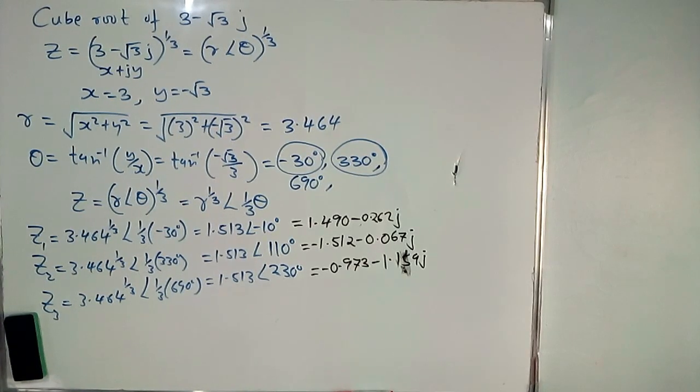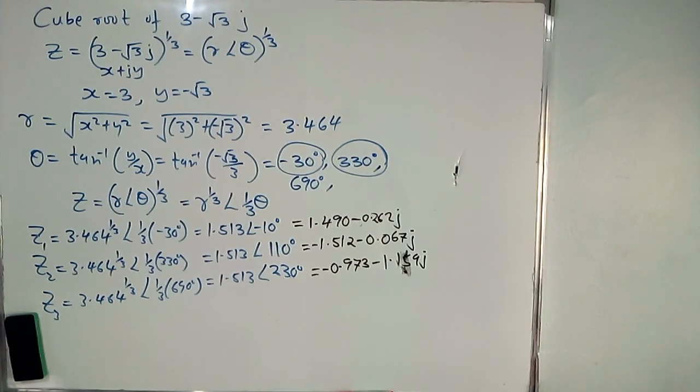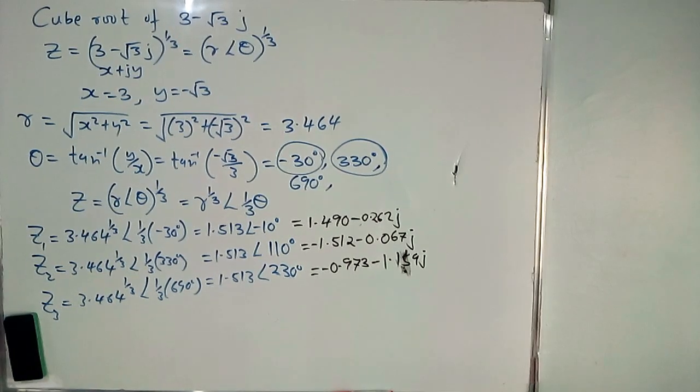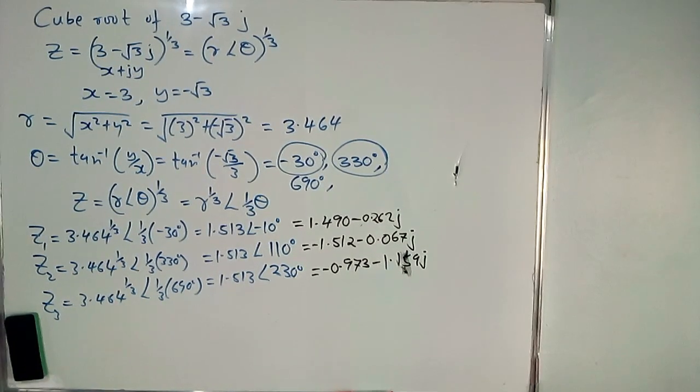Simplify the expression cos 5 theta plus j sin 5 theta.